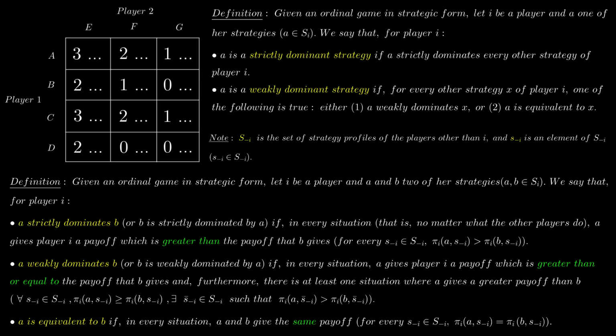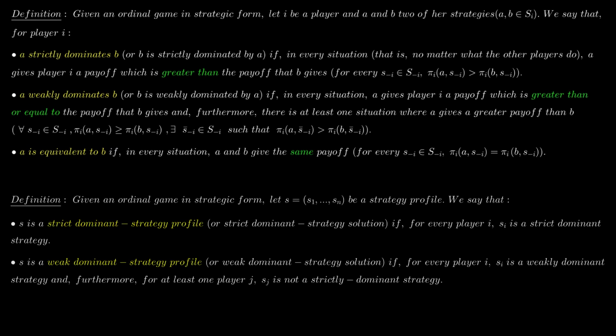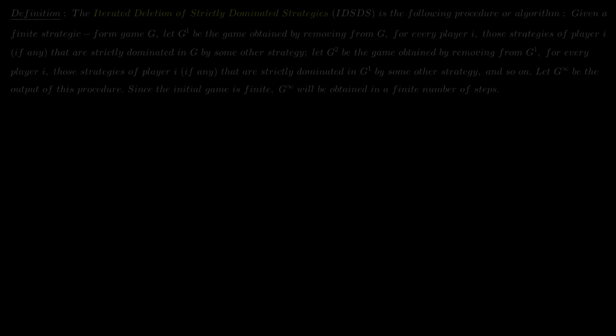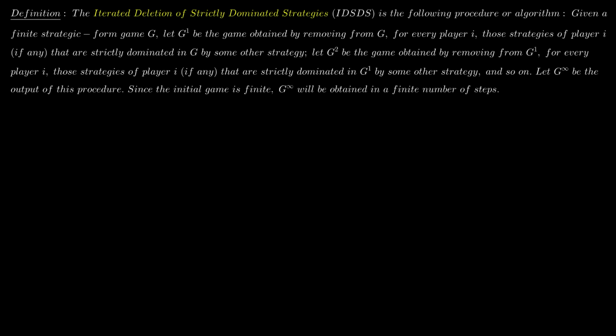Now moving on to the strict dominant strategy profile and weak dominant strategy profile. This is the formal definition of these two concepts. If in a game a player has a strictly or weakly dominant strategy, then a player ought to choose that strategy. Unfortunately, games that have a dominant strategy profile or solution are not very common. What should a player do when she doesn't have a dominant strategy? And here's a definition of the iterated deletion of strictly dominated strategies procedure.